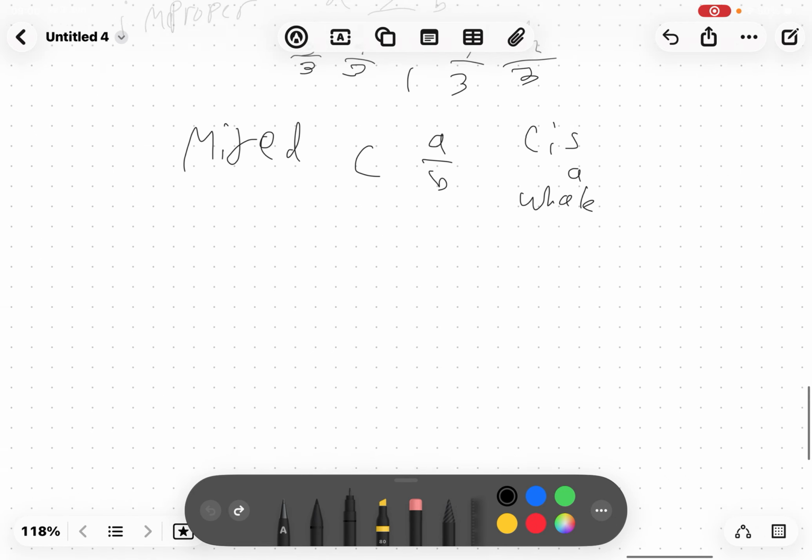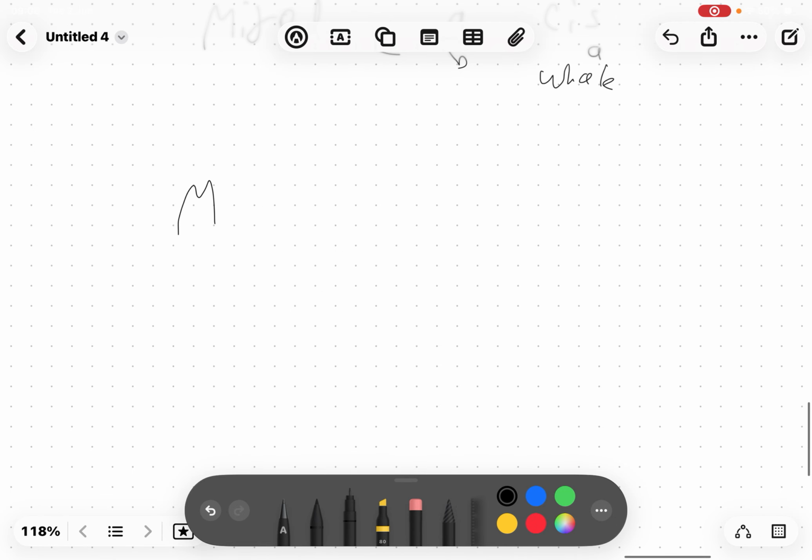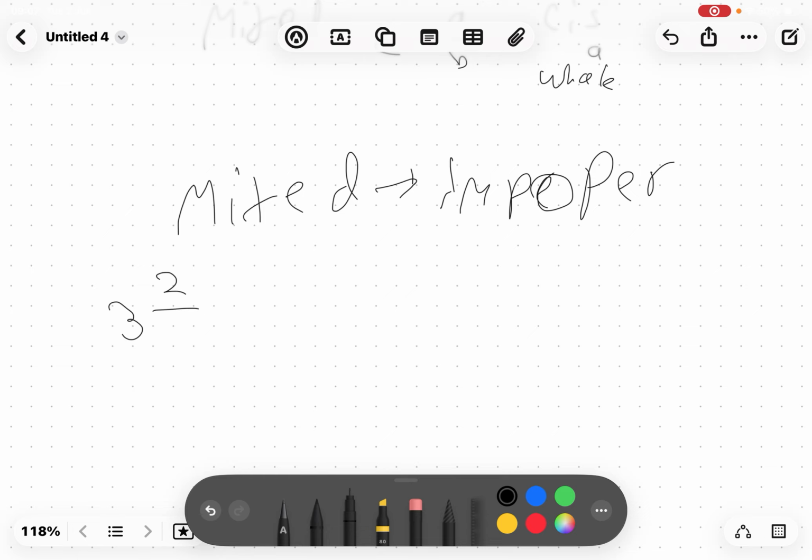And then let's talk about how we get from mixed to improper. So this is the mixed. What you do is you times these two, 15, and then you plus 2. So the answer is going to be 17/5. So these two, and then plus this.